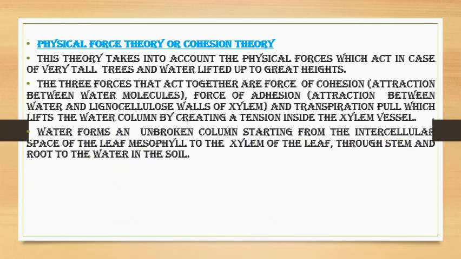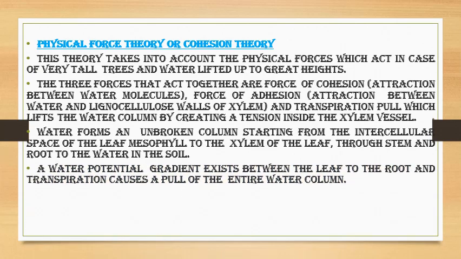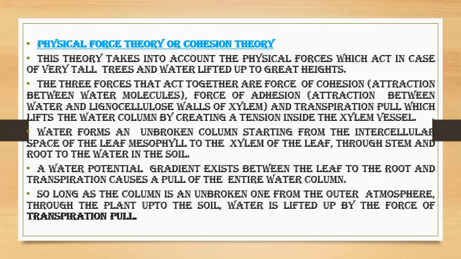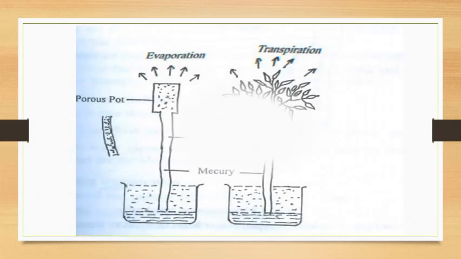Water forms an unbroken column starting from the intercellular space of the leaf mesophyll to the xylem of the leaf, through the stem and root, to the water in the soil. A water potential gradient exists between the leaf and the root, and transpiration causes a pull of the entire water column. So long as the column is an unbroken one from the outer atmosphere through the plant up to the soil, water is lifted up by the force of transpiration. You can see this in the diagram. Compare them.